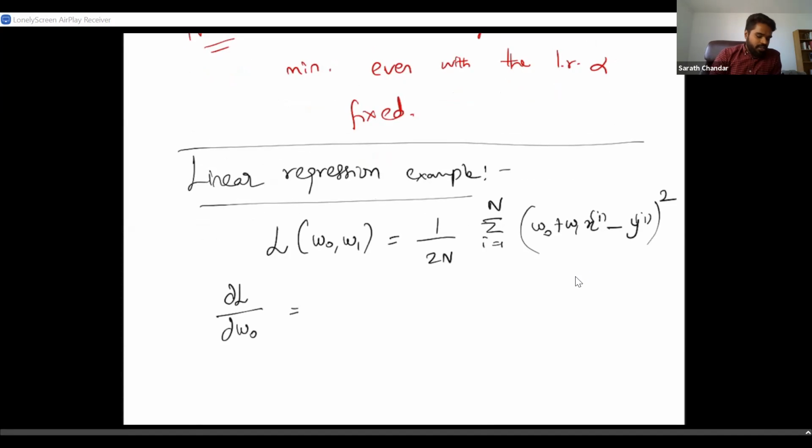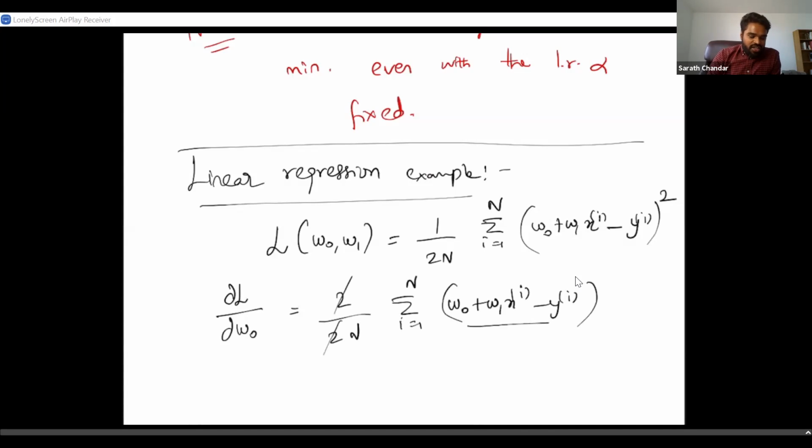Dou L by dou W0 is given by: you have a 2 which comes to the front, like so, x squared is 2x, summation over i equals 1 to n, of W0 plus W1 xi minus yi. So x squared has become 2x. These two cancel. Now you differentiate internally. When you differentiate this internal expression with respect to W0, you get a 1. So that's it. This is the gradient, right?